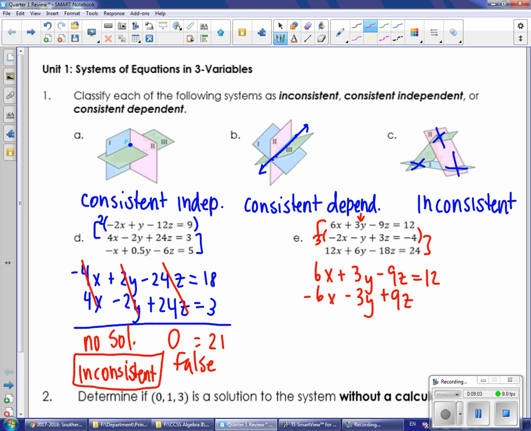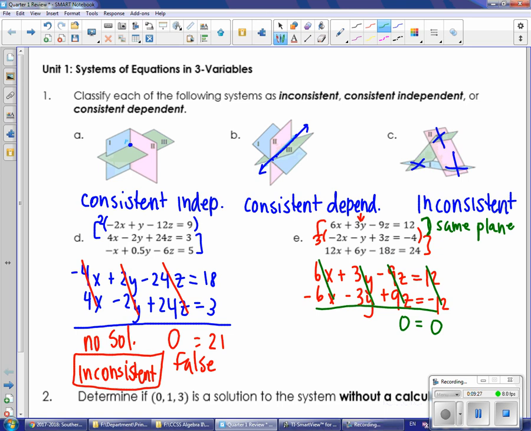And if I distribute it over, that's going to give me a negative 12. And if I look at this, I can see that everything cancels this time. And so I'm going to be left with 0 equals 0. Well, that means that these two equations represent the same plane. They are the same plane. So between the two of them, I'm going to have an infinite number of solutions.